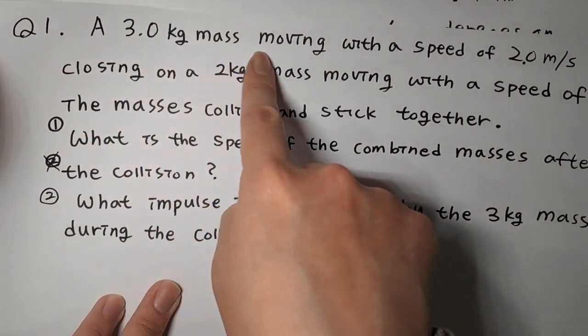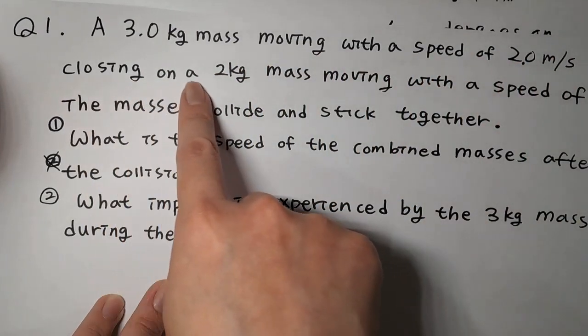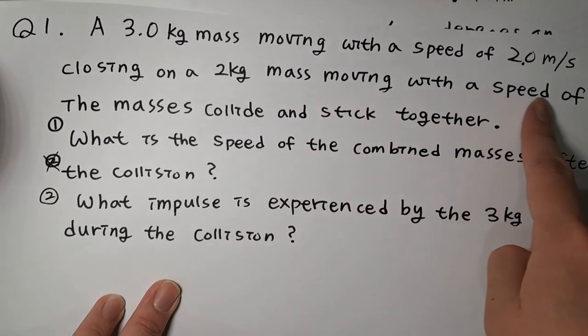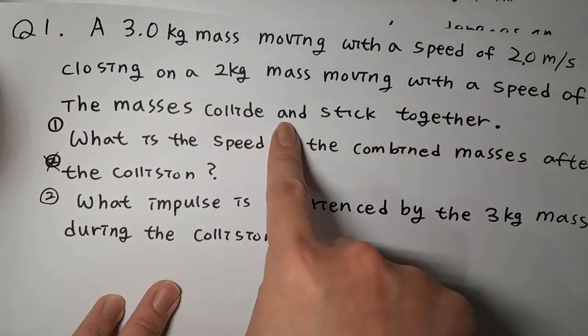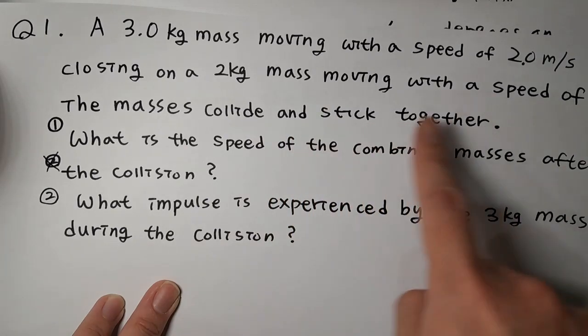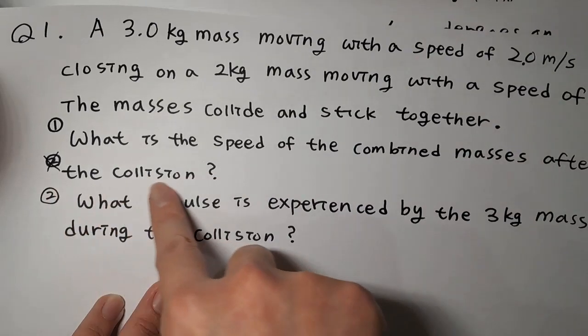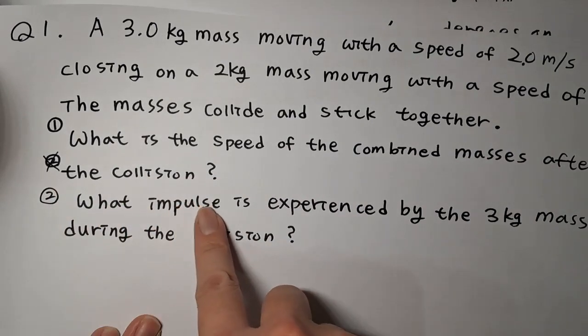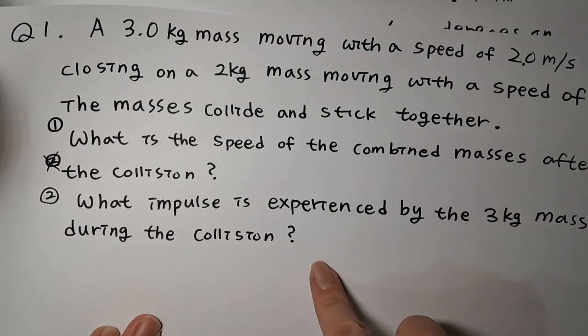A 3 kilogram mass moving with a speed of 2 meters per second is closing on a 2 kilogram mass moving with a speed of 1 meter per second. The masses collide and stick together. What is the speed of the combined masses after the collision? What impulse is experienced by the 3 kilogram mass during the collision?